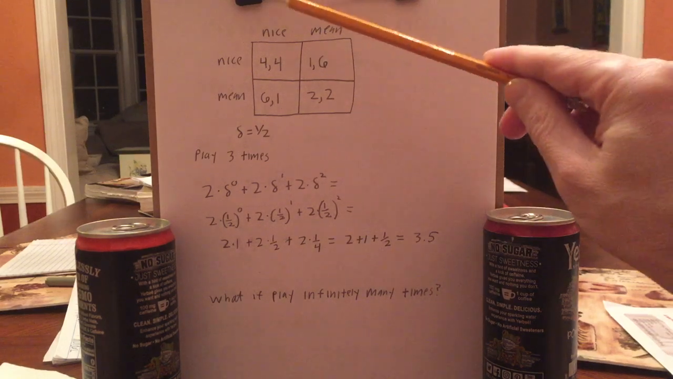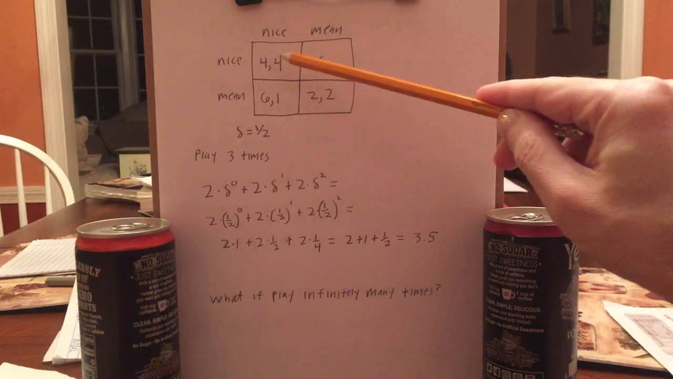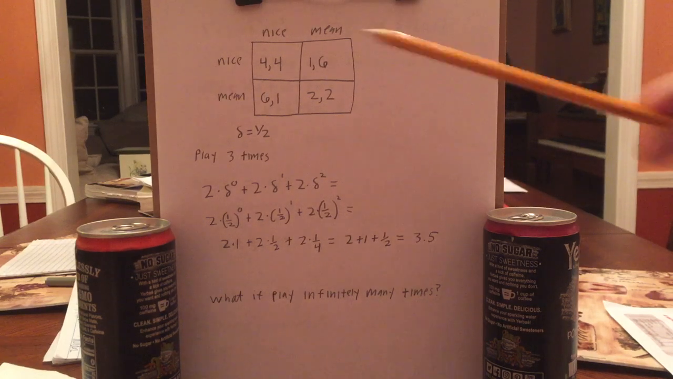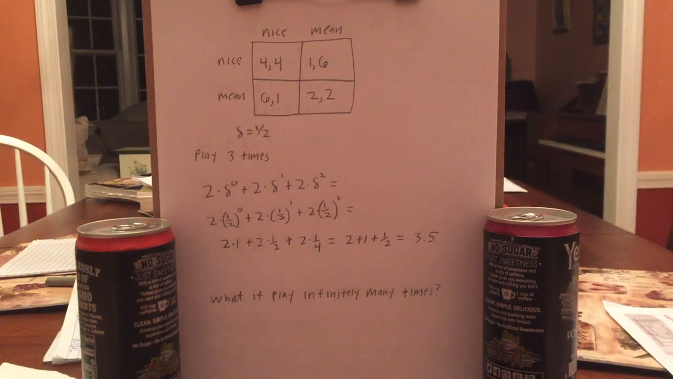So you can see mean is a dominant strategy, but of course if everyone's mean, that's worse than if everyone's nice. So this is a Prisoner's Dilemma game. And if you play the game just once, you would expect everyone to be mean and to end up here. Now, what if you were to play this game 3 times? So if you were to play the game 3 times, what would your payoff be?